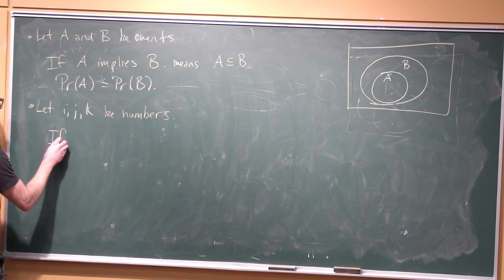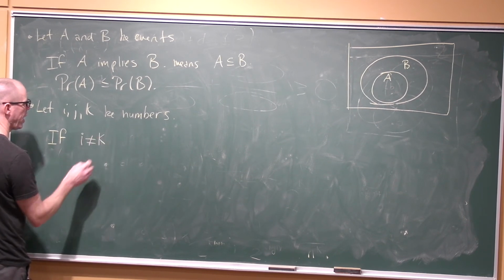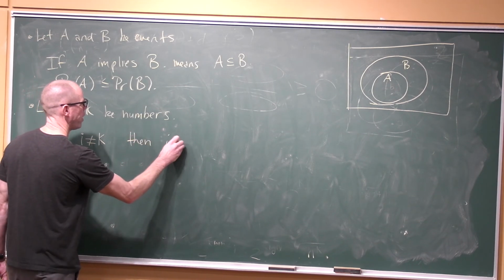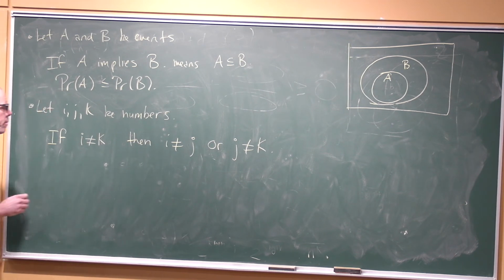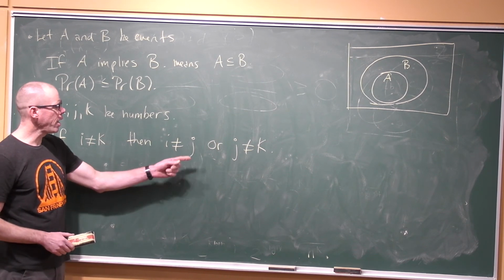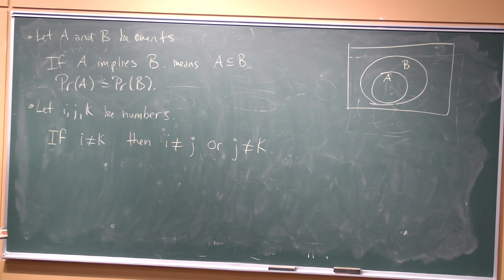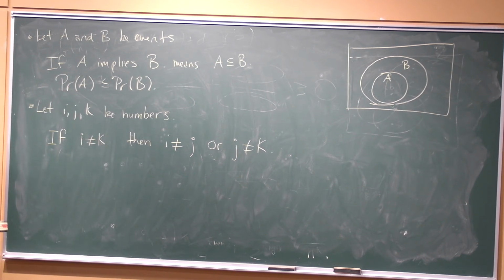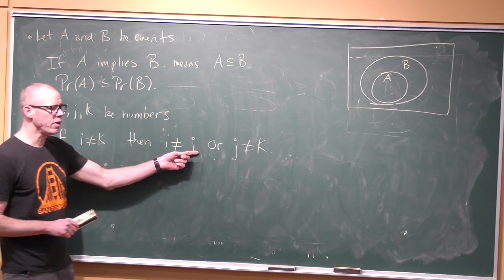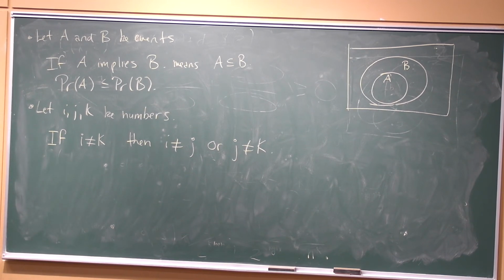Now, i, j, k, I don't know, numbers, they can actually be anything. If i is not equal to k, then i is not equal to j, or j is not equal to k. Let's think about that for a second. Why is that the case? Well, if i equals j and j equals k, then i equals k, right? So that's maybe the converse of that statement. Therefore, if i is not equal to k, then at least one of these two things has to be true, because otherwise i equals k. Okay? Nothing exciting there.